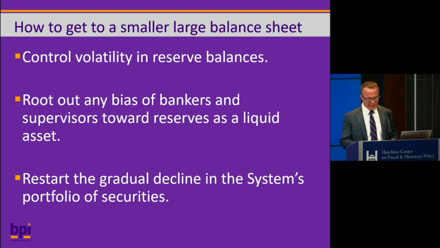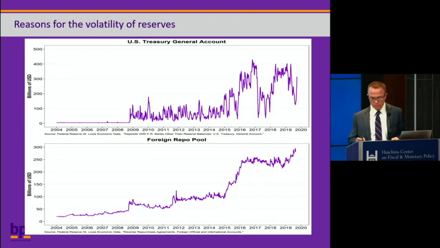Now, if the Fed can get much smaller, and it is costly to be bigger, it follows that the Fed should take steps to shrink. To get much smaller, the Fed needs to take 3 steps. First, the Fed needs to control volatility in reserve balances, including especially those caused by swings in the Treasury General Account and, to a lesser extent, the foreign repo pool.